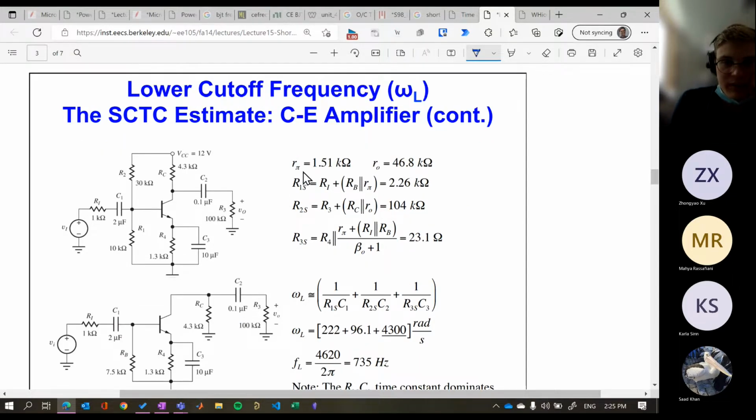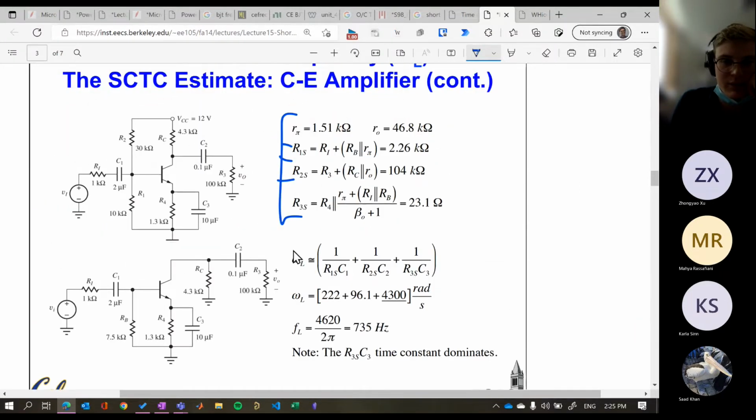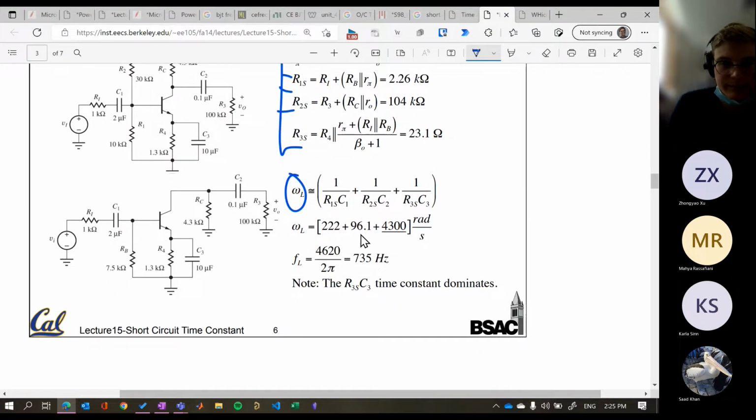So now that we've got all of these values, we've got our 3 resistances, we've got our 3 capacitances, we can get an estimate for the lower cutoff frequency. Here they found it to be 735 Hertz, and they've noted that R3 on C3 is going to dominate. Essentially, that's just so big, it doesn't really matter what these two are.